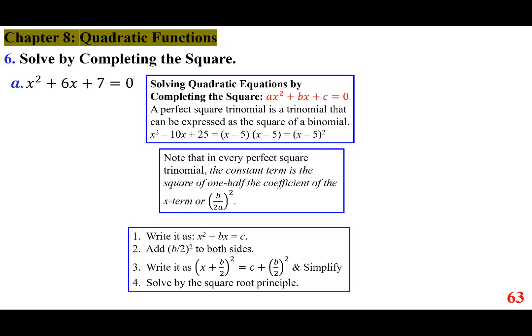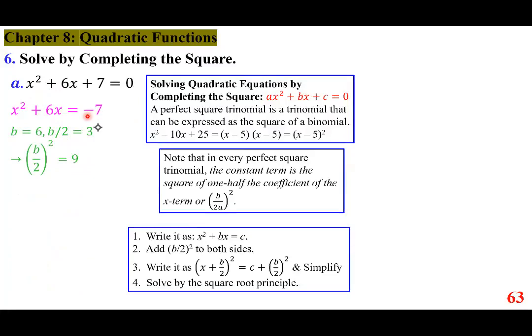So as we look at this example A, the very first step would be to move the 7. We want to make sure the coefficient of x squared is 1. It is. We don't have to worry about that. Let's say it was 2. We would divide both sides by 2. But now we don't have to. So what is the value of b? Clearly 6. Divided by 2, you get 3. Square it, you get 9. And that's the number we need to add to both sides.